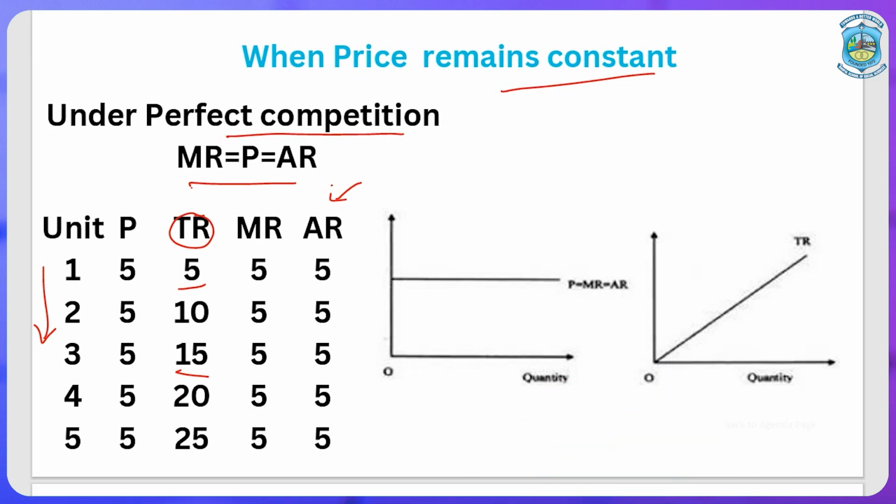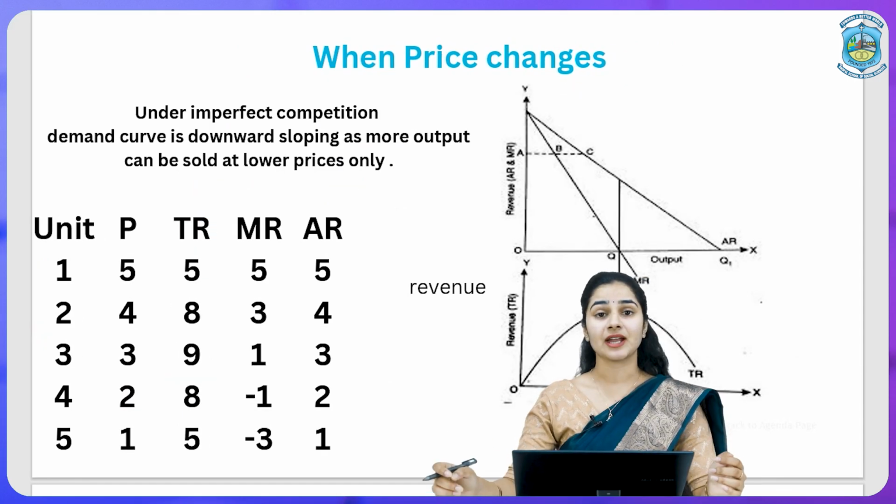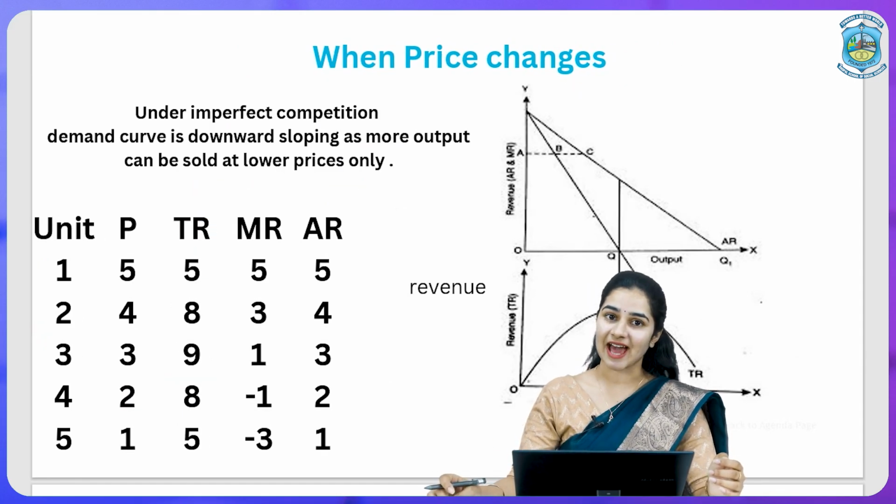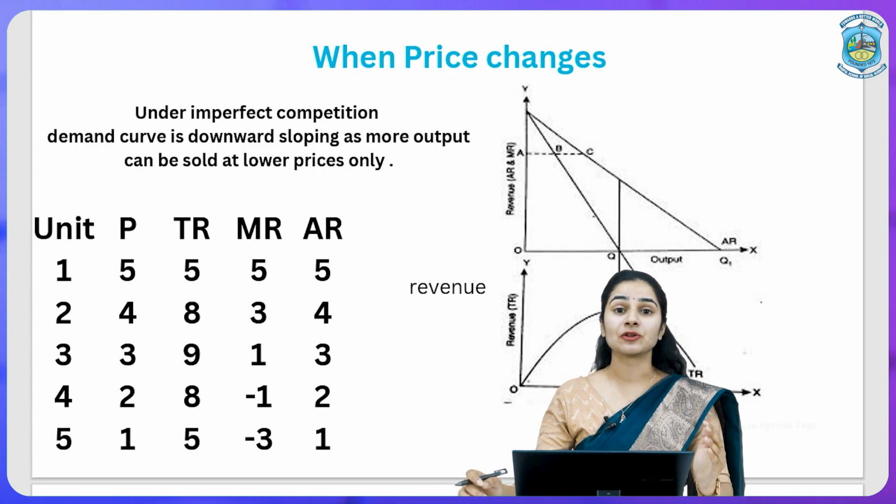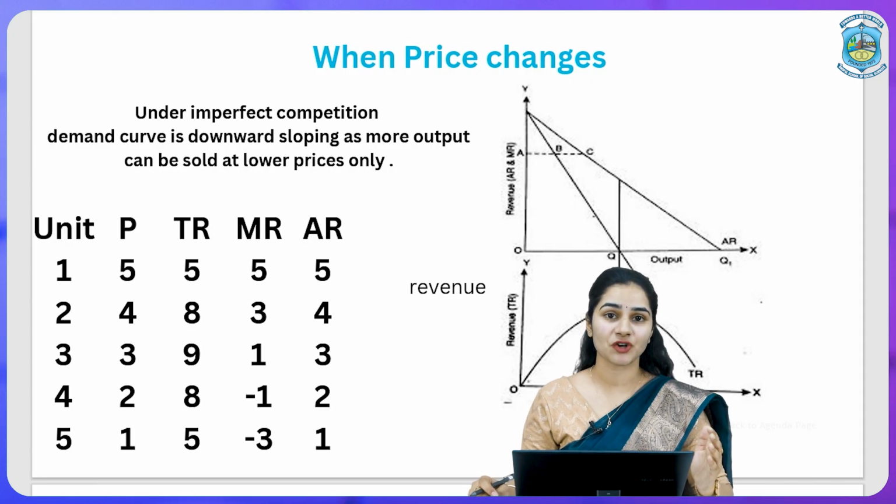Now, if we understand the graphical representation of it, since the price, marginal and average revenue are equal and constant, it will be a line horizontally parallel to the x-axis. Now, if I talk about the total revenue, it is an upward sloping straight line, because there is a direct relationship between the units sold and the total revenue. Now, let us try to understand another scenario where the price changes. The price changes under imperfect competition.